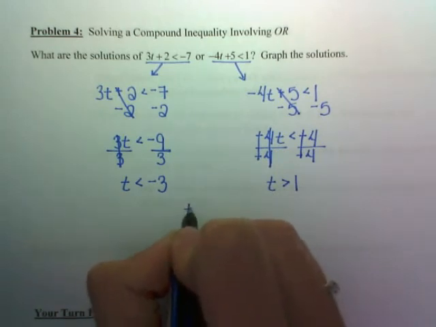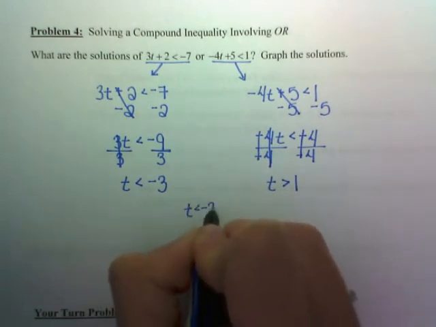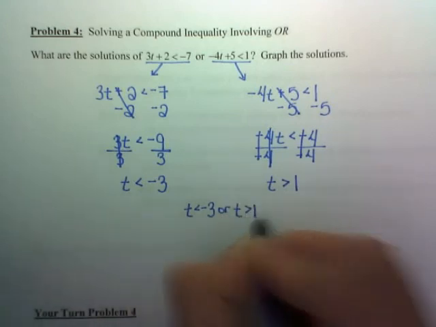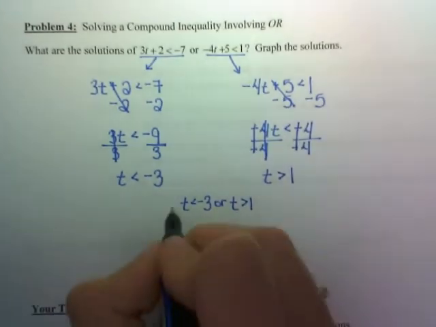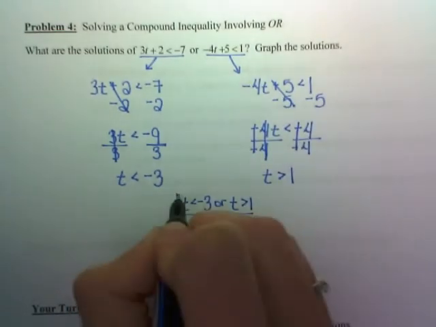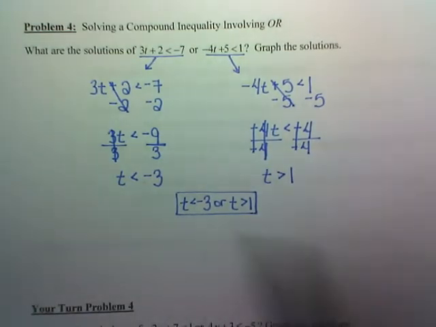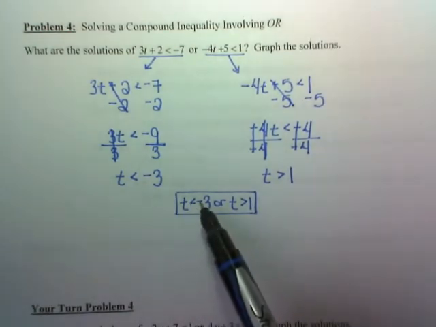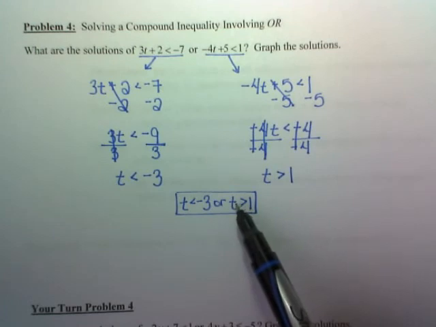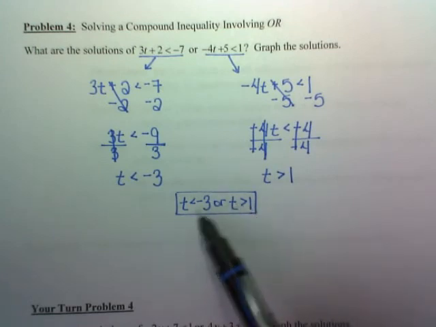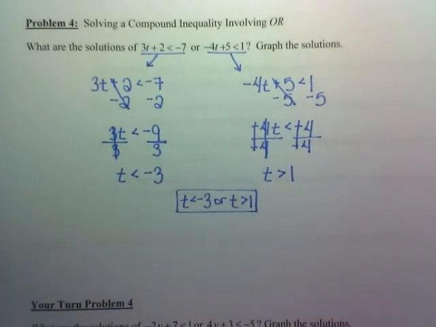So I'm going to rewrite these just a little bit closer together, and these are combined by the word OR. T is less than negative 3 or t is greater than 1. That is, or those are my solutions. Now you could think of some numbers that are less than negative 3, and you could think of some numbers that are greater than 1. Remember, it only has to work in at least one of these. It doesn't have to work in both when you're dealing with OR statements.